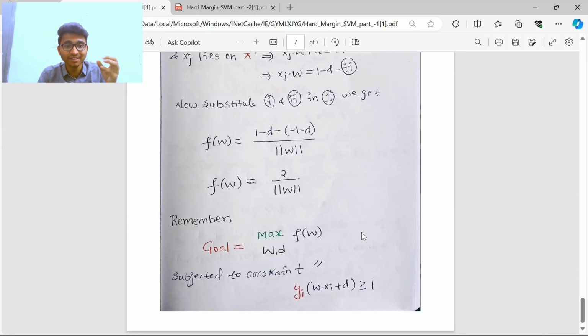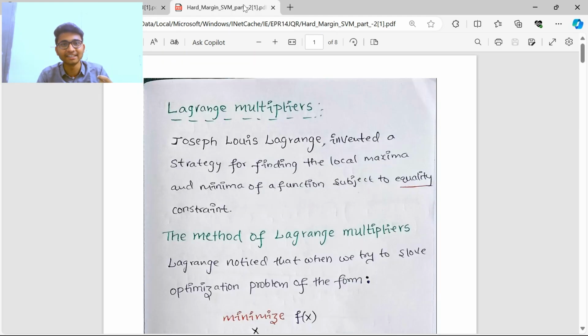Guys, in the last video, we came up with this goal. We want to find the value of W and D to maximize f of W. What is f of W? 2 by norm of W. It is becoming an optimization problem. We want the optimum values of W and D subject to a constraint y into W dot xi plus D greater than or equal to 1. If you have not watched the previous video, please go and watch it, then come to this video. You will understand better. Now, how will Lagrange help us? Let's see, guys, in this video.